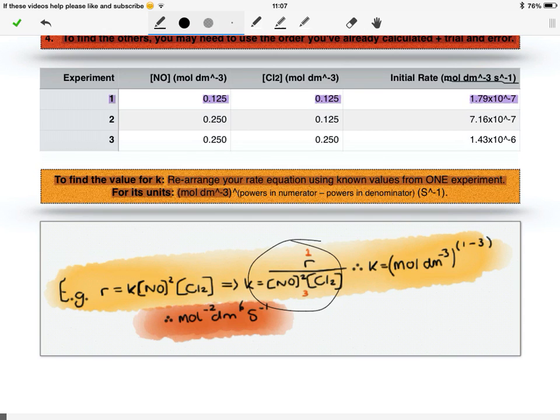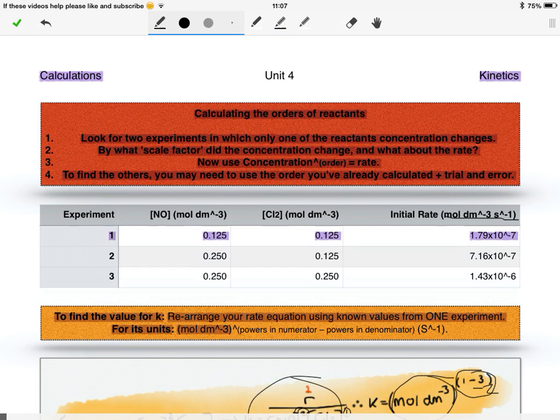At the bottom we've got a power of 2 here, and obviously a power of 1 here, which we don't write, but it's there. So it'll be 1 minus 3 for the power. So then we expand moles per decimeter cubed by the power of minus 2, and what we get is moles minus 2 decimeter 6, and we just throw the s minus 1 back on. With practice you'll be able to get that, and it'll be easy, because it is easy. And that's all you need to know for the calculations for kinetics.